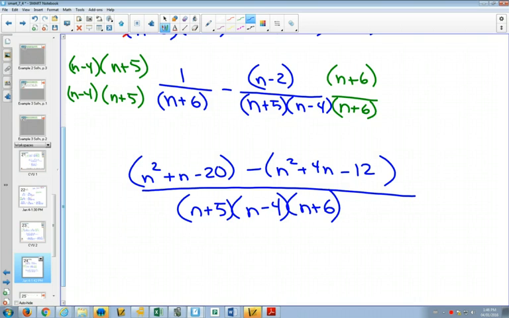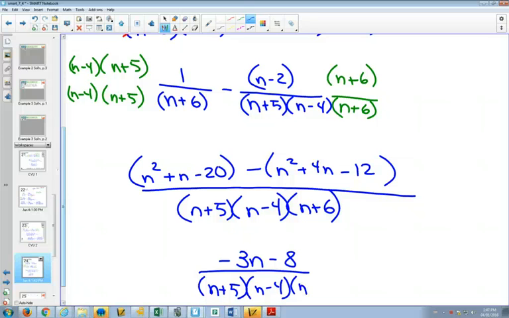Now when I combine those like terms, n squared minus n squared, that's going to go away, 0. If I have n minus 4n, I'm going to get negative 3n. And if I have negative 20 minus negative 12, I'll be left with negative 8. All over n plus 5, n minus 4, n minus 6.